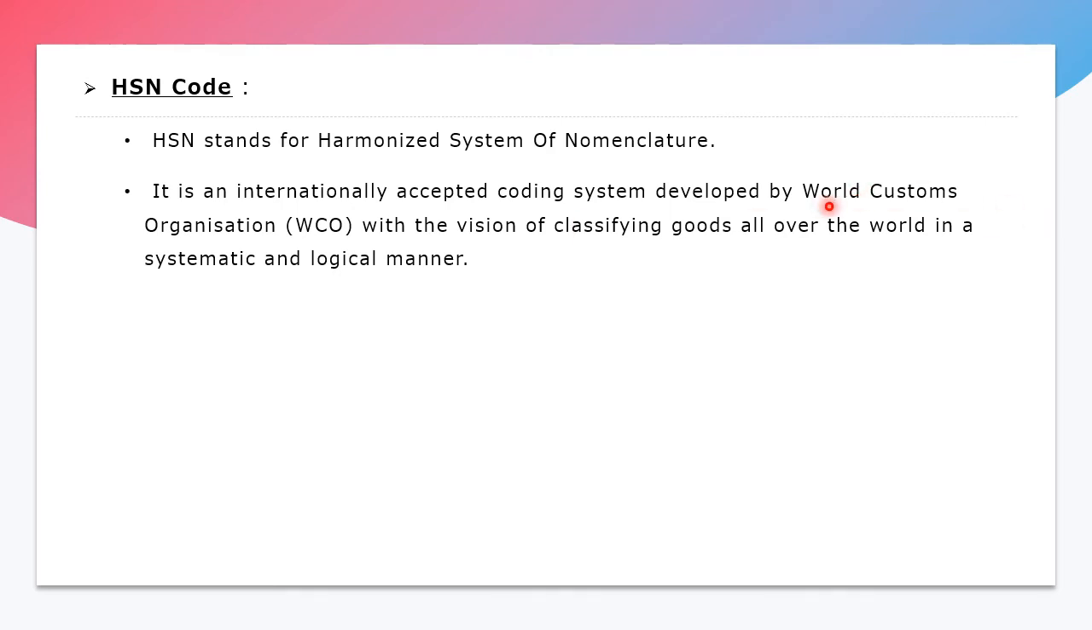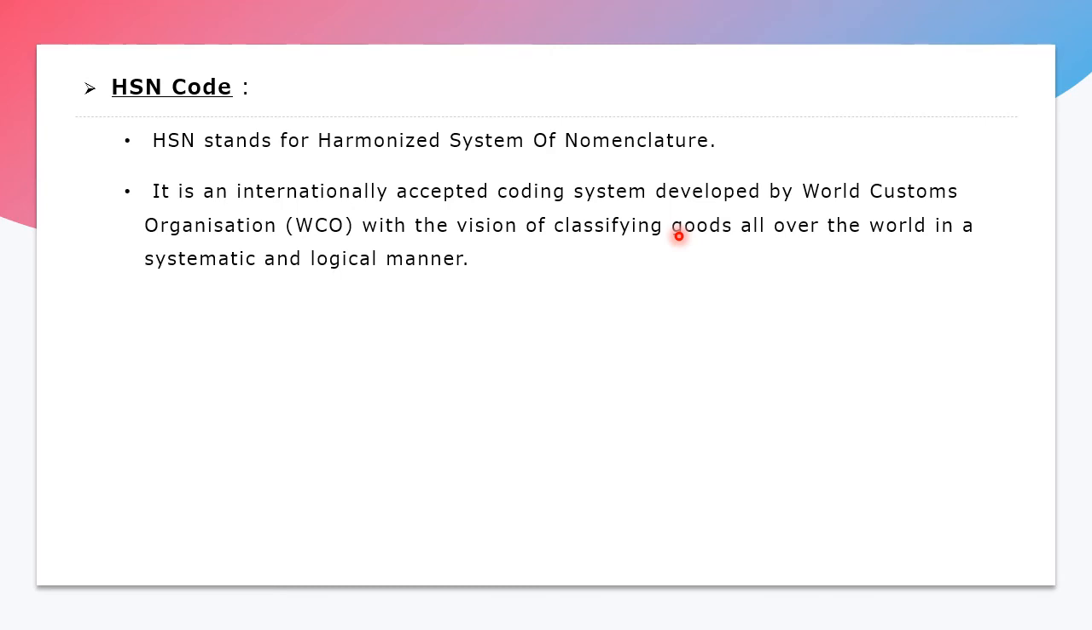और किसने किया है, किसने डेवलप किया ये? वर्ल्ड कस्टम्स ऑर्गेनाइजेशन, that is WCO. Okay, so World Customs Organization, they have developed this HSN. Okay, that is Harmonized System of Nomenclature. For what reason, for what purpose? With the vision of classifying goods. Means this nomenclature is based on classifying the goods all over the world. पूरे world से जो भी goods आ रहे हैं वो गुड्स के ऊपर बेस्ड करके उनको इस तरह से अरेंज किया है कि वो एक सिस्टमैटिक और लॉजिकल वे दिखना चाहिए.